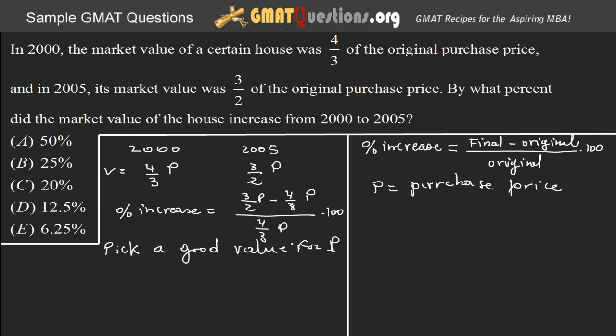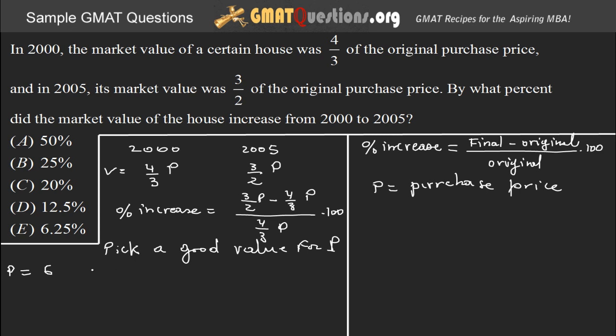So the value for P we should choose here would be the common denominator of 2 and 3. You see 2 here and you see 3 here. The common denominator we can think of is 6. Now, a house doesn't cost $6, but it really doesn't matter. A house is pretty expensive. But even if you put $6, just for the sake of solving this quickly, we should be able to find the answer. So I'm going to say that P equals $6. Just 6.